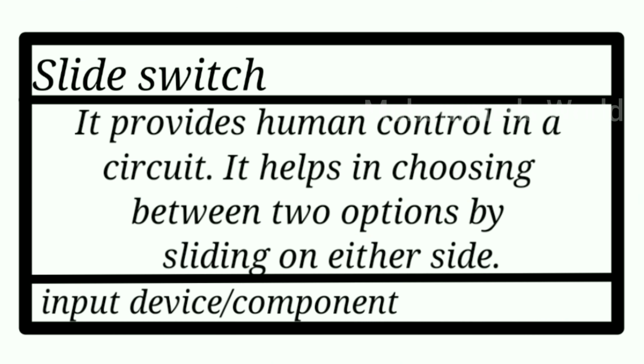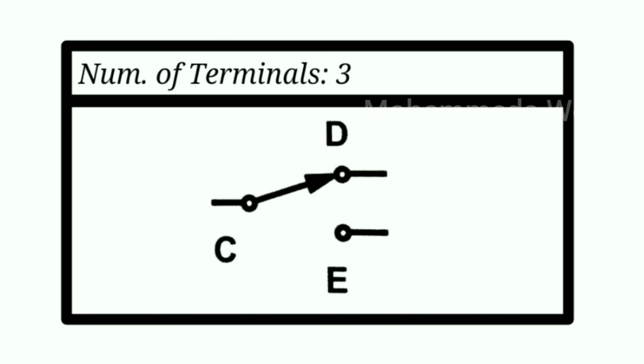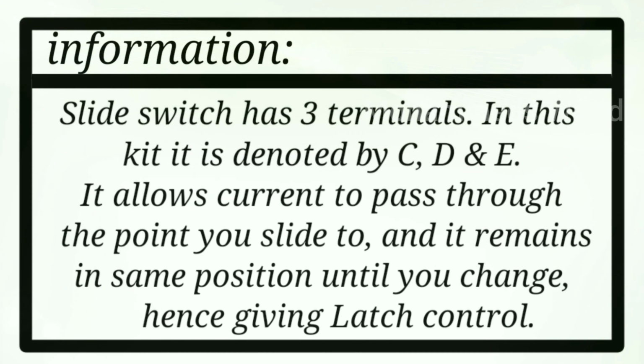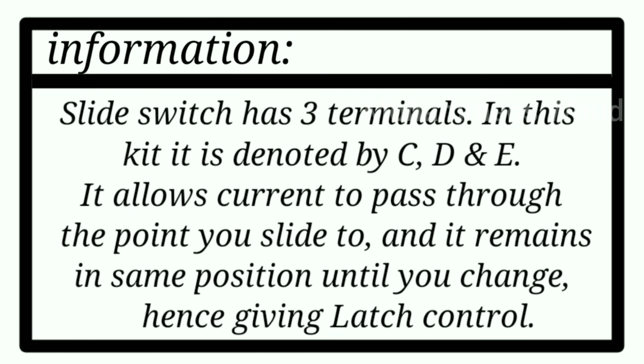Slide switch. It provides human control in a circuit. It helps in choosing between two options by sliding on either side. Input device and component. Slide switch has three terminals. Information. Slide switch has three terminals in this kit, denoted by C, D and E. It allows current to pass through the point you slide to and it remains in the same position until you change it, hence giving latch control.